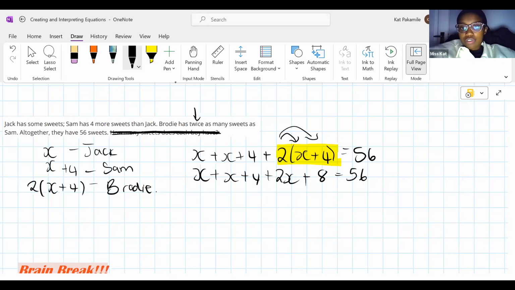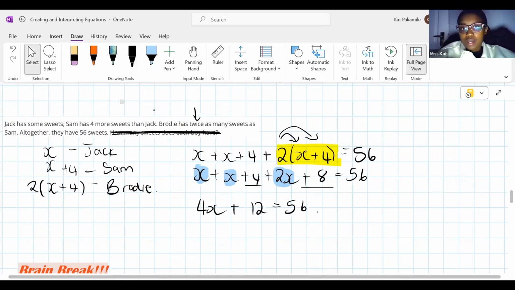Let's add our x's. How many x's do I have on the left? Let's highlight them. So we have 1 there, and how many do we have there? It's not just 1. It's 2, ma'am. It's 2. So in total we have 4x plus, what's 4 plus 8? It's 12, ma'am. 4x plus 12 equals 56. Beautiful. Thank you very much for helping me, Rebecca. That was beautiful.